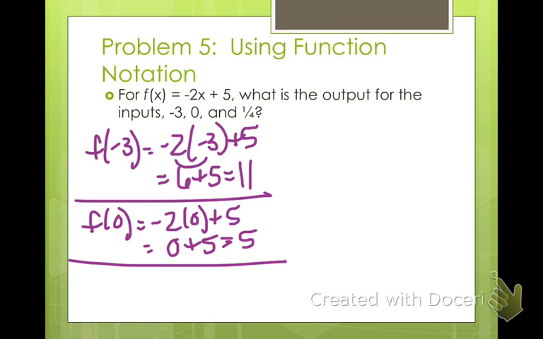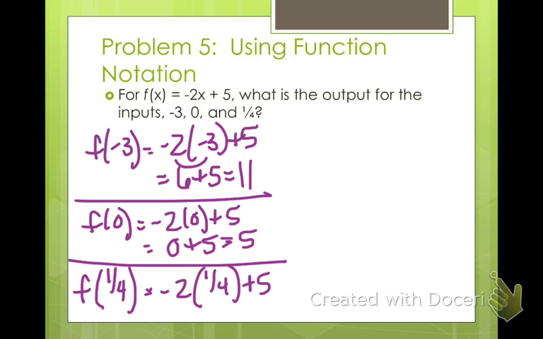And my last one, everyone's favorite, fractions. So I have f of 1/4. That's negative 2 times 1/4 plus 5. Negative 2 times 1/4 is negative 1/2 plus 5, which is 4.5, or you can write it as 9/2.